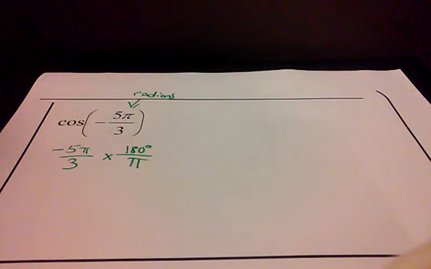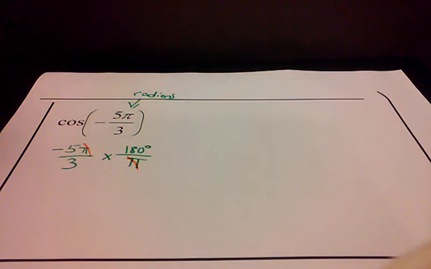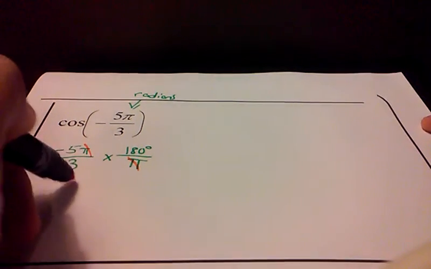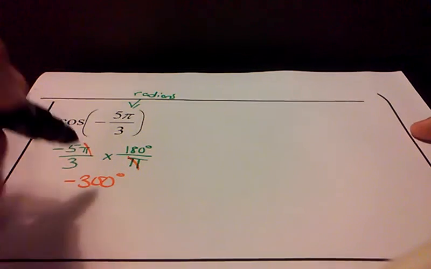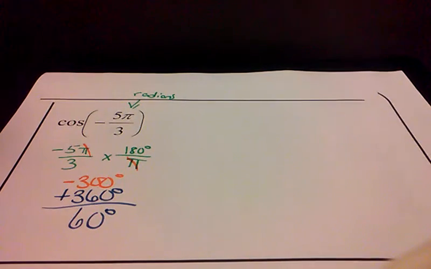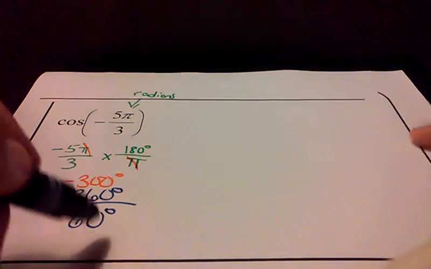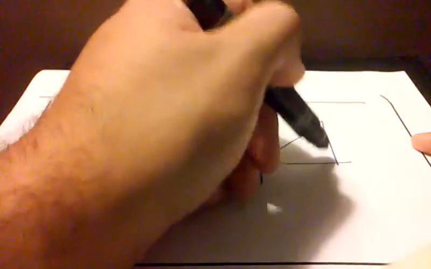Let's see what that gives us. The pi's would cancel out. 3 would go into 180 60 times, and 60 times negative 5 would be negative 300 degrees. Negative 300 is good, but let's try to find a coterminal angle between 0 and 360. I'm just going to add 360, and that gives me a coterminal angle of 60 degrees. 60 degrees is in quadrant 1, so I'm going to draw this situation, and since we're in quadrant 1, I don't have to worry about finding the reference angle.